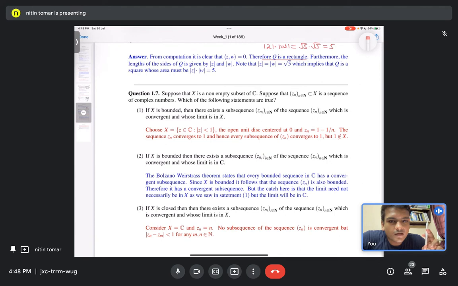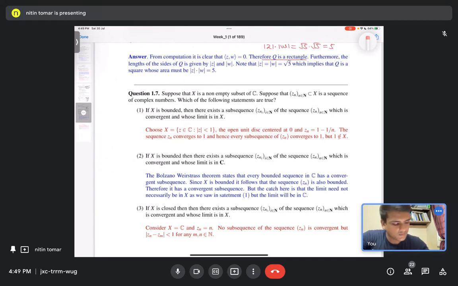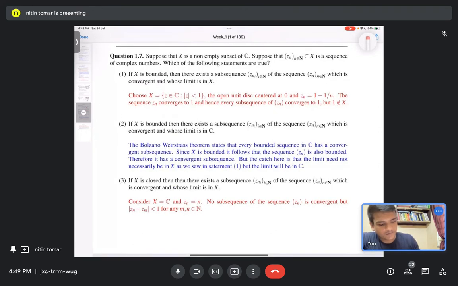But if you remember from your real analysis course, there is one statement which is true related to this. If you're starting with a bounded sequence, then it will have a convergent subsequence in the real numbers itself, right? Now here we are dealing with the complex field, so the same statement holds for the complex plane also. And this is precisely what we call the Bolzano-Weierstrass theorem. So this is my Bolzano-Weierstrass theorem.